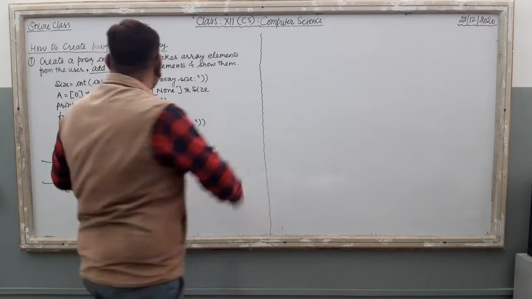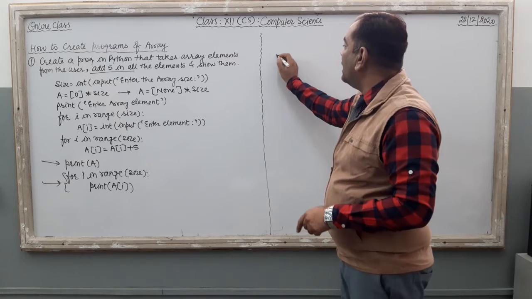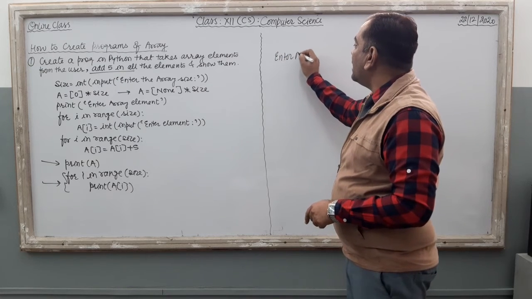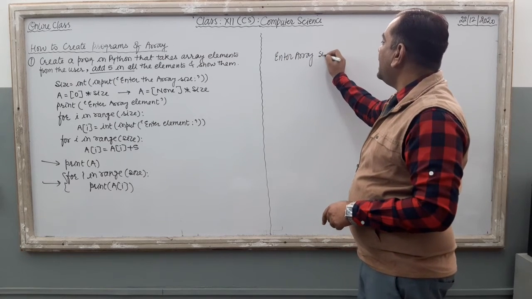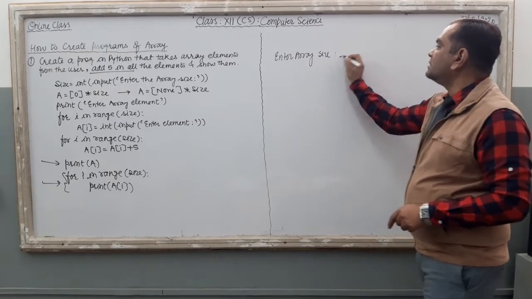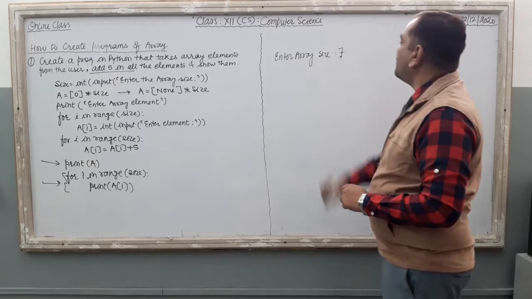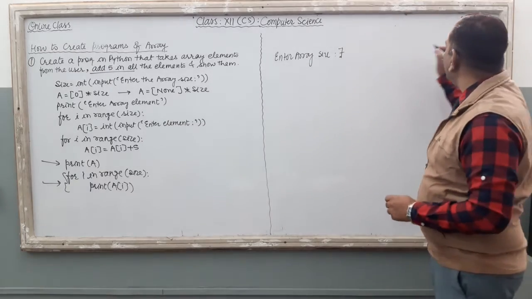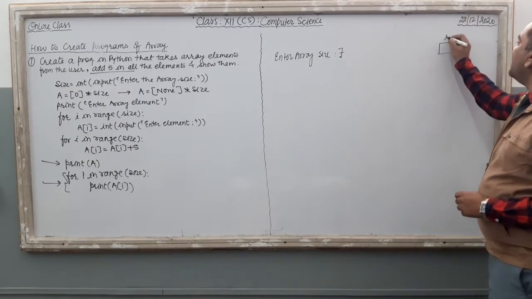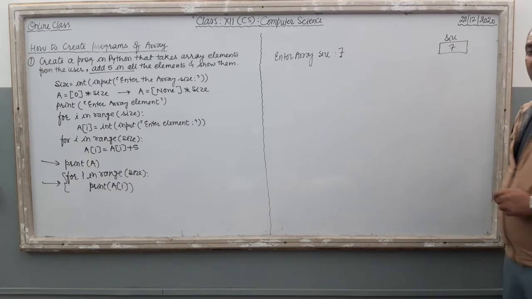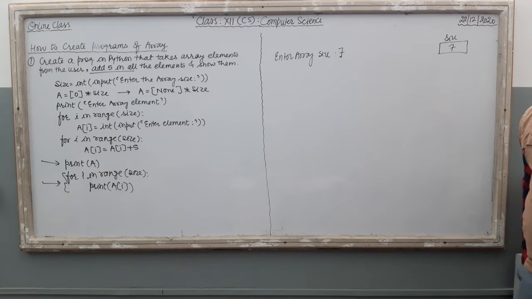Very first, when you execute the program, this message will be there: enter array size. It is there on the monitor and the cursor is blinking over here. Suppose I entered 7 over here. 7 is stored in the size variable. One size variable is created in your computer's memory and 7 is there in this size variable.